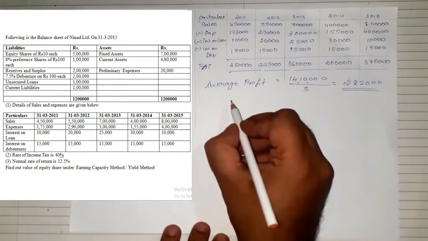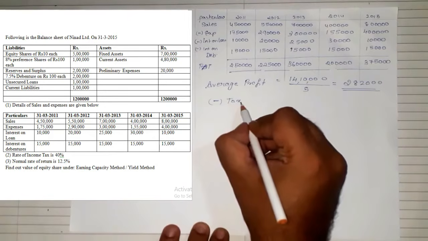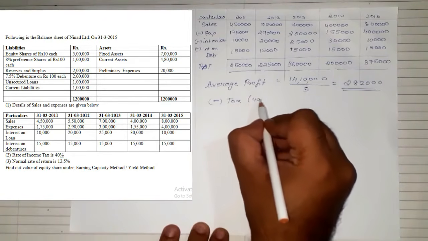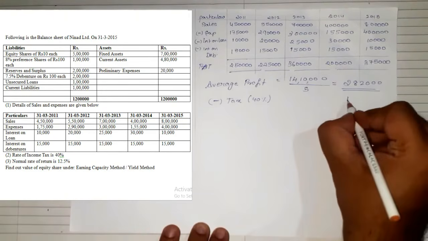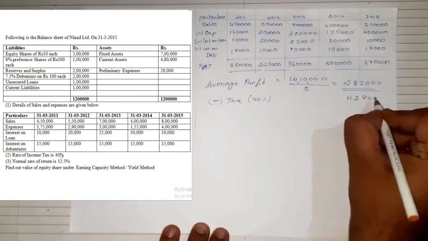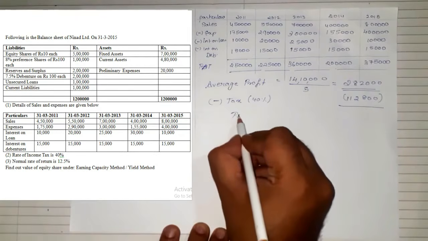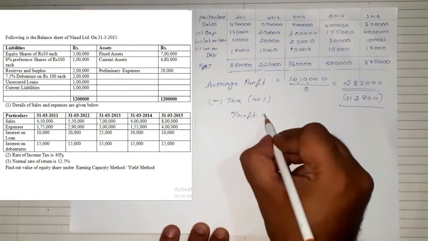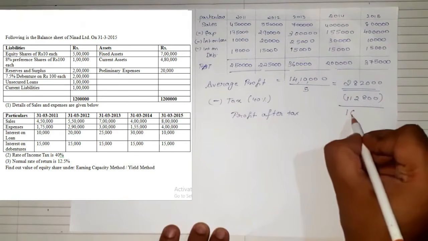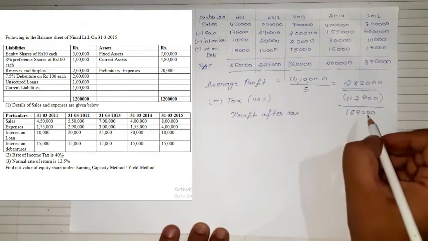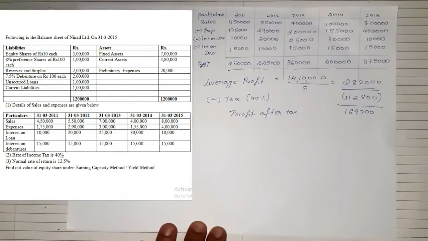From our average profit, we deduct tax. In this case, the tax is 40%. So less 40%. The 40% of 2,82,000 will be 1,12,800. You will subtract this and we will get profit after tax. So profit after tax will be 1,69,200.